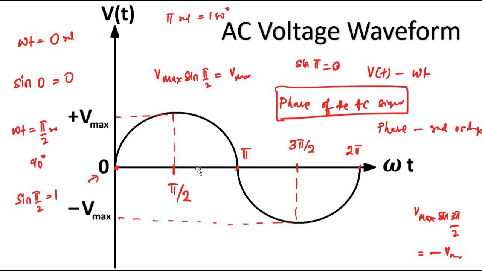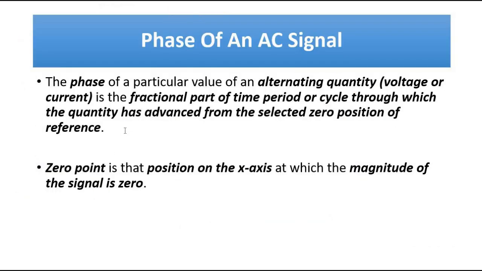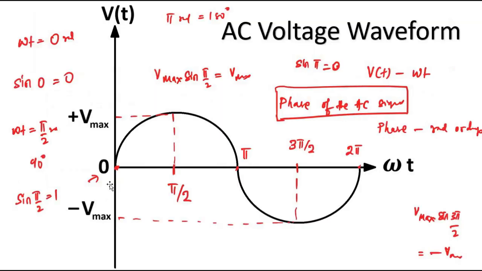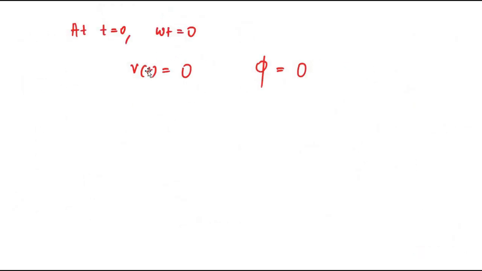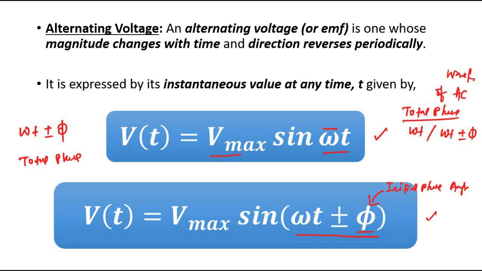At a particular phase we have the particular values of the magnitude of the signal parameter. So if we want to define the phase of an AC signal, it is the fractional part of the time period or the cycle through which the quantity has advanced from the selected 0 position or reference. The 0 position or reference is generally chosen as the origin, 0. Now here it has not passed by any amount. At t equals 0 or omega t equals 0 as the reference point, the value is 0. So that's why here the initial phase angle is equal to 0.